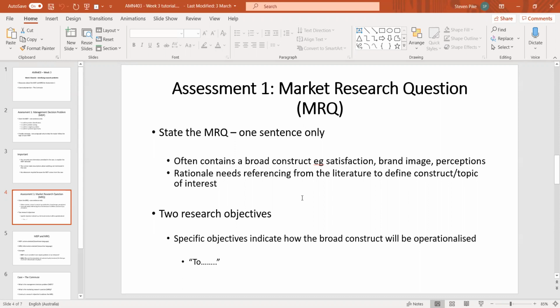Objectives always start with the word to. It's to do something. And in assessment 1, you won't have to use the word measure. So you won't be measuring anything because this is qualitative research. You are required to have one objective in the case for assessment 1 that relates to the repertory test. So I'm forcing upon you an extremely useful tool, the repertory test.